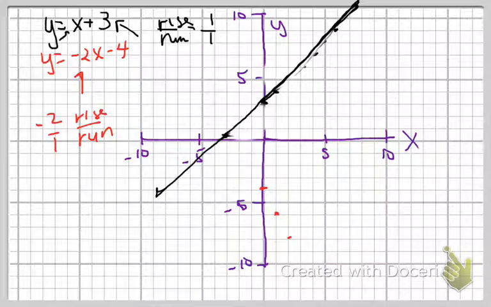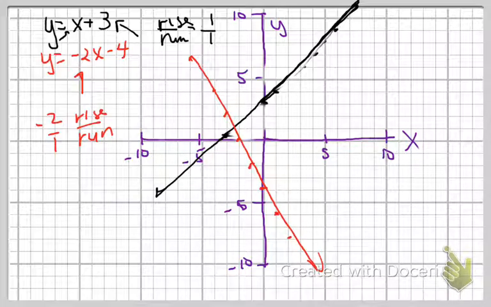Now I could go up 2, but I have to go to the left 1. Up 2 to the left 1. And I could connect my line this way as well. If I could connect the dots, it would be great. Let me undo that and try it again. Well, that's not perfect either, but anyway, that's about where it is.